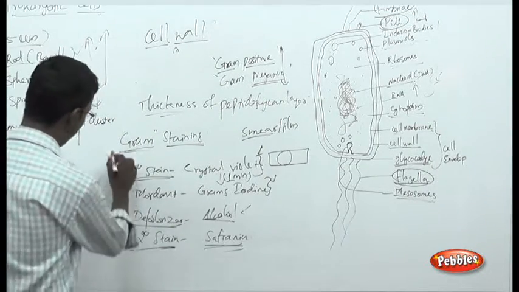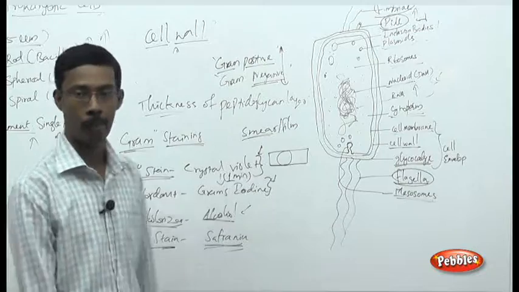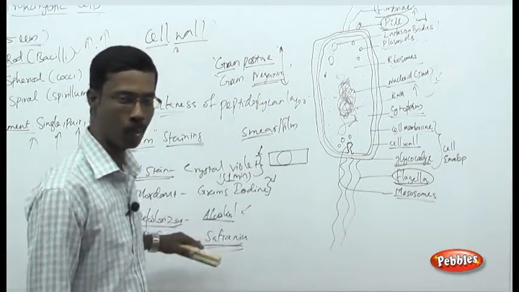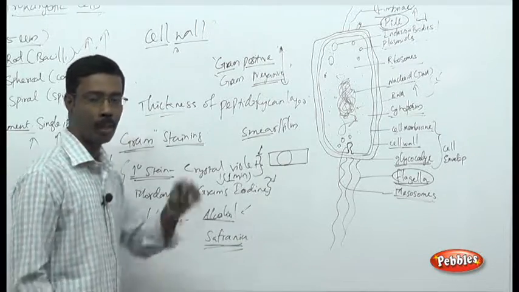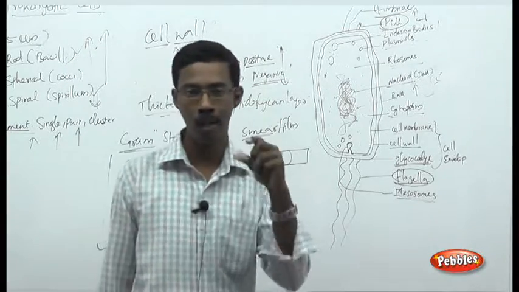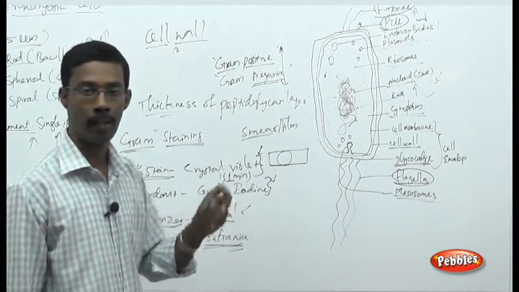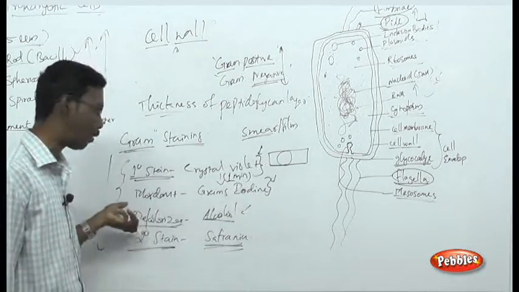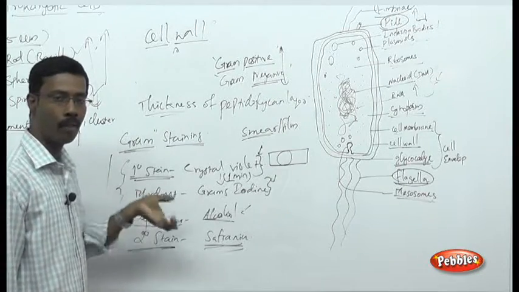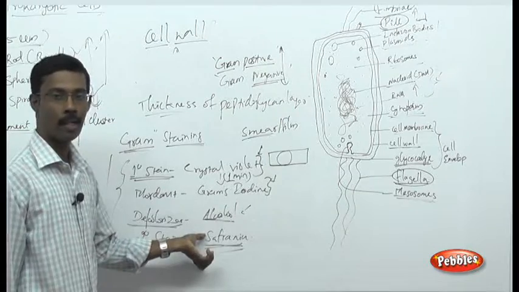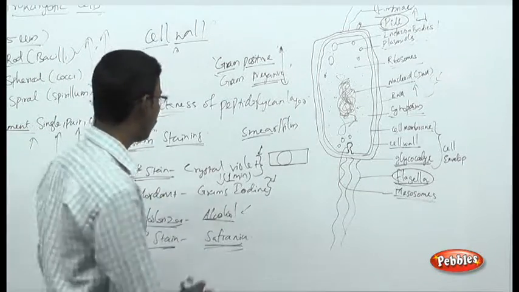So what happens in the case of gram-positive bacteria? We classify bacteria as gram-positive based on this property. Gram-positive bacteria have a very thick cell wall, so they take up the crystal violet very strongly and cannot be decolorized by the decolorizer. They retain the primary color and do not take up the secondary color, so they appear blue.